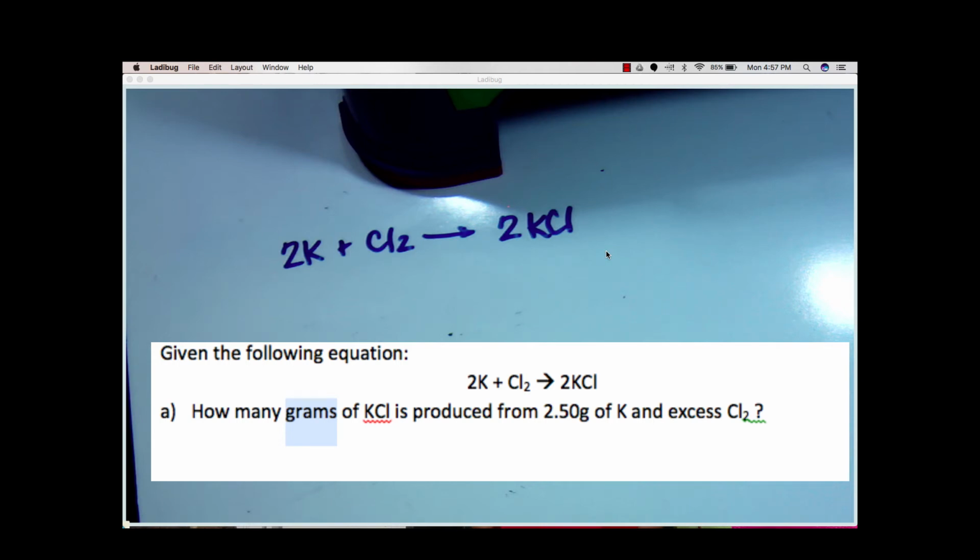Okay, so make sure you copy the problem down in front of you before moving on, because the problem will not be in front of you the entire time. So pause the video if you need to. All right, so this is a mass-to-mass stoichiometry problem.